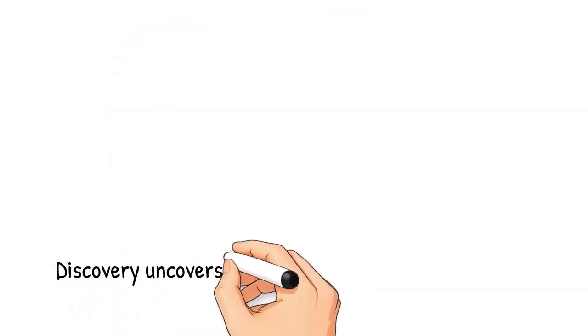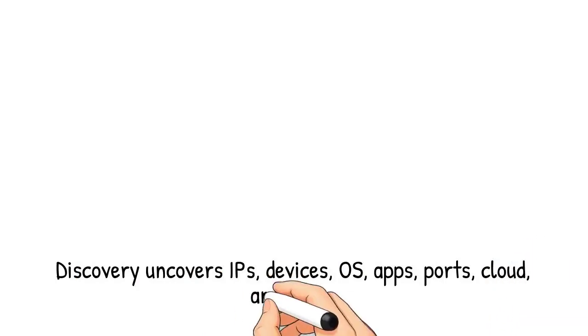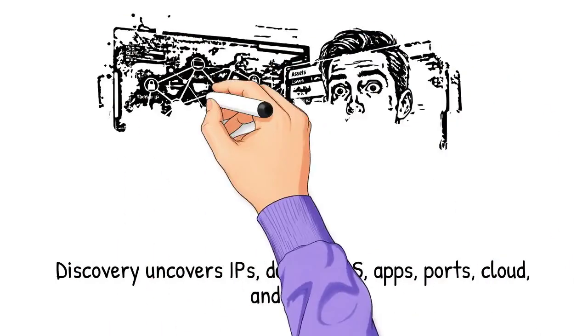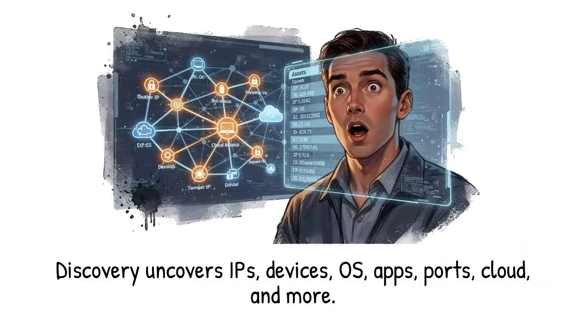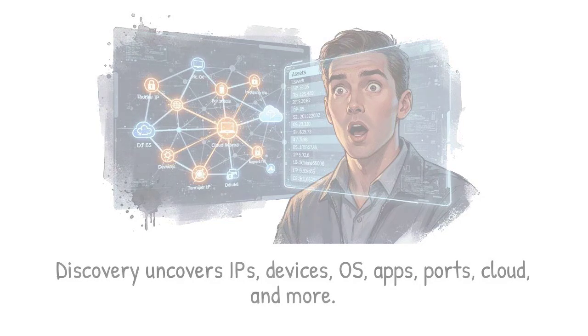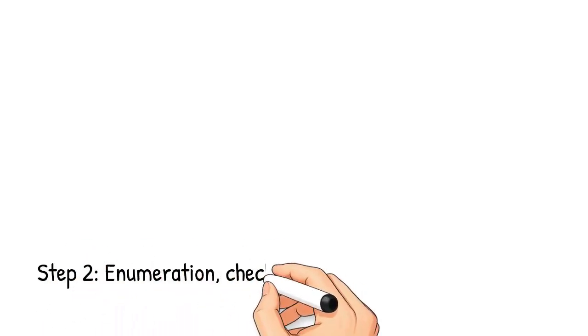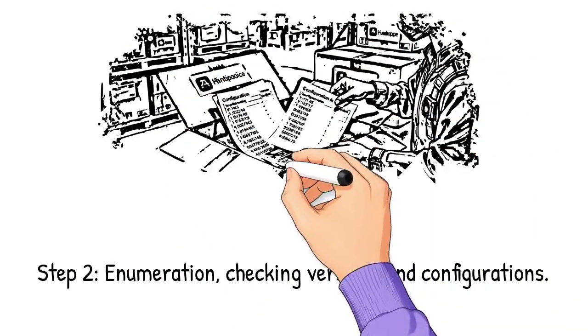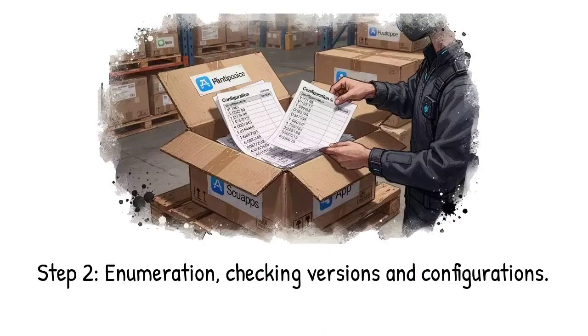It discovers IP addresses, devices, operating systems, applications, services, ports, cloud resources, containers, databases. This step alone often shocks companies. They realize they have systems they didn't even know existed. Step 2. Enumeration. Now the scanner gets closer. It checks versions, configurations, running services, and system details. It's like opening each box in the warehouse and checking what's inside.